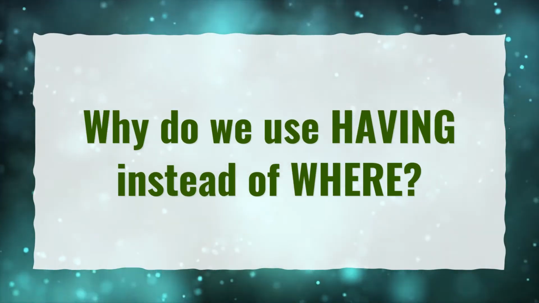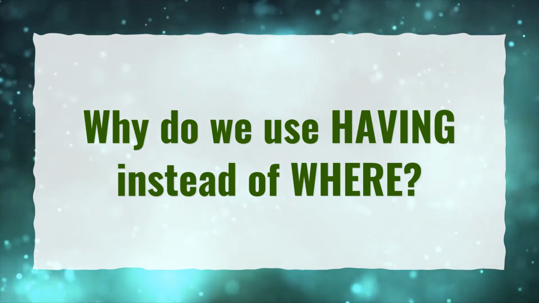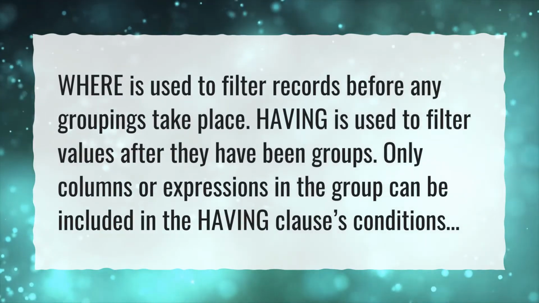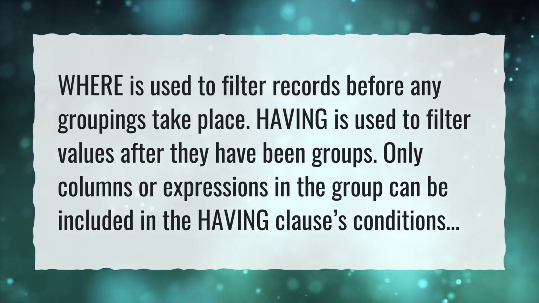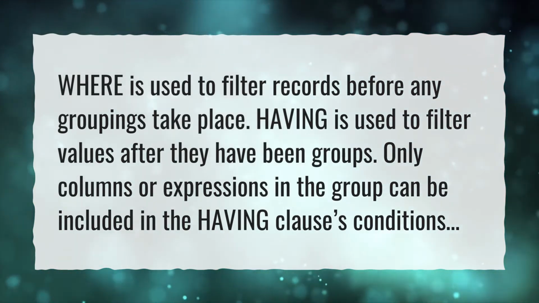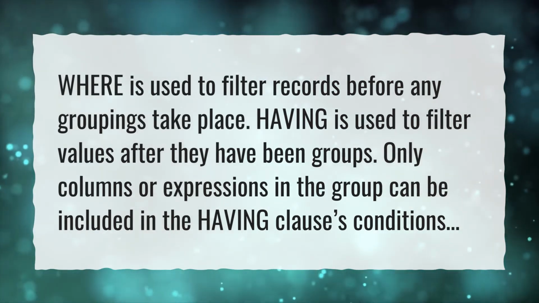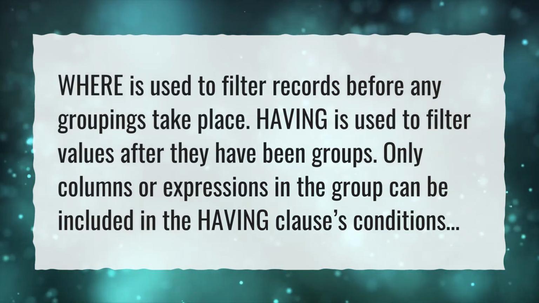Why do we use having instead of where? Where is used to filter records before any groupings take place. Having is used to filter values after they have been grouped. Only columns or expressions in the group can be included in the having clause's conditions.